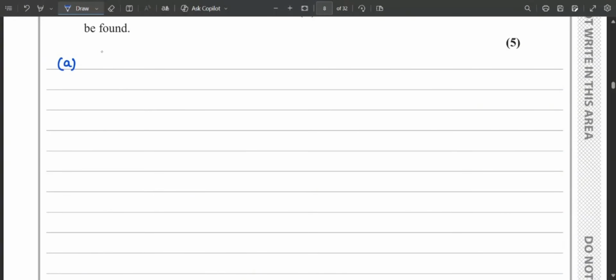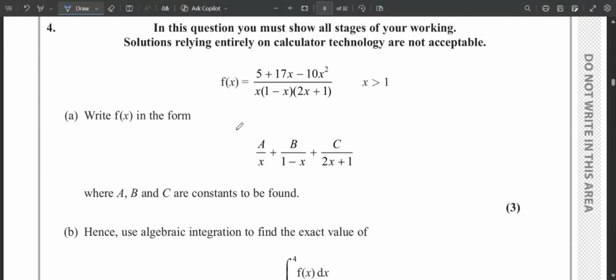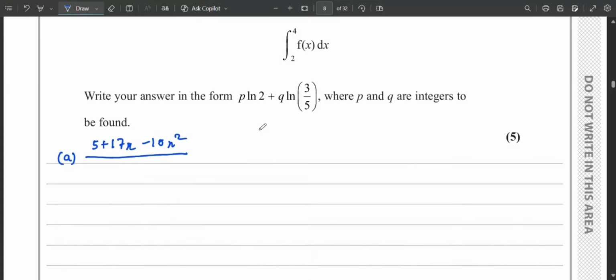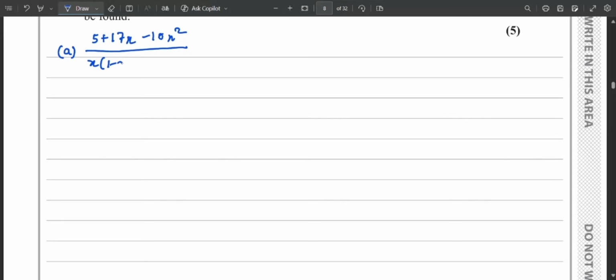we will first equate our function with its partial fraction form. So 5 plus 17x minus 10x square divided by x into 1 minus x into 2x plus 1 will be equal to its partial fraction form. We will equate it with its partial fraction form. So a by x plus b by 1 minus x plus c by 2x plus 1. This is its partial fraction form.